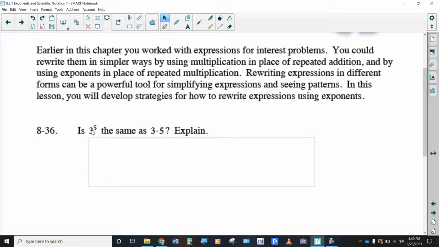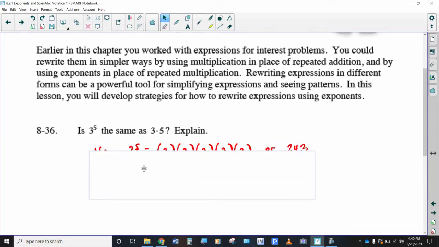I can't tell you the number of times I've seen someone say 3 to the 5th power is 15, but it's not. If you remember that 3 to the 5th power means you're taking the number 3 and repeatedly multiplying it 5 times, you would see that 3 to the 5th power is actually 243, because 3 times 3 is 9, times 3 is 27, 27 times 3 is 81, and 81 times 3 is 243. So no, these two are not the same.